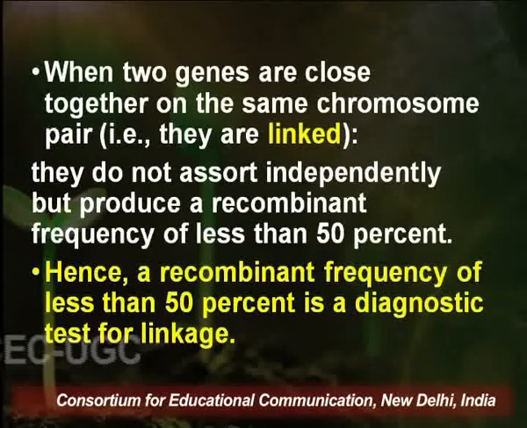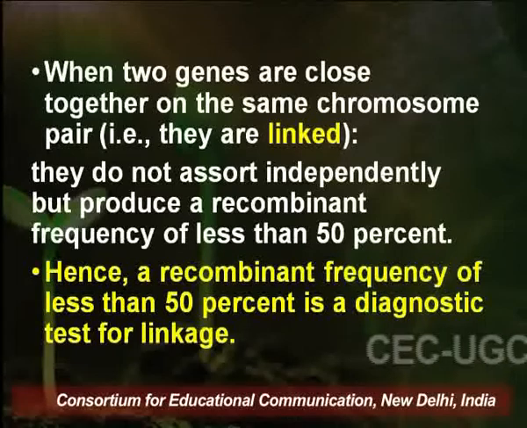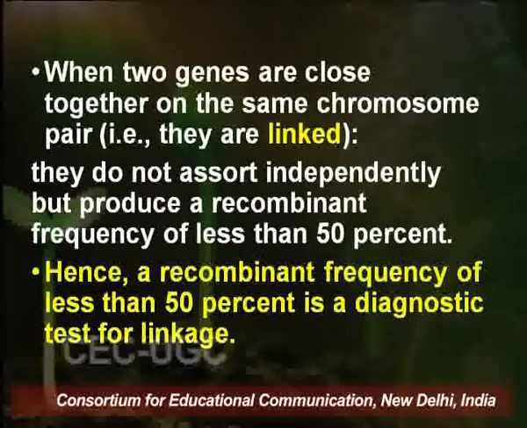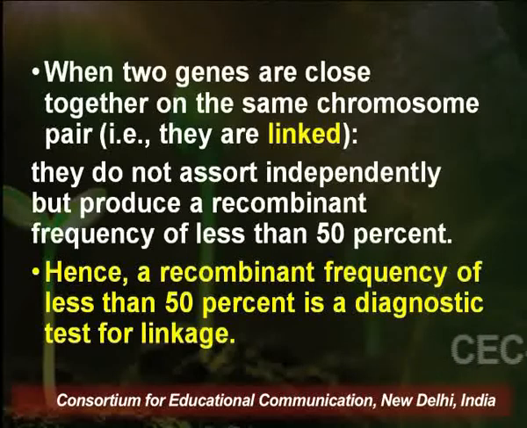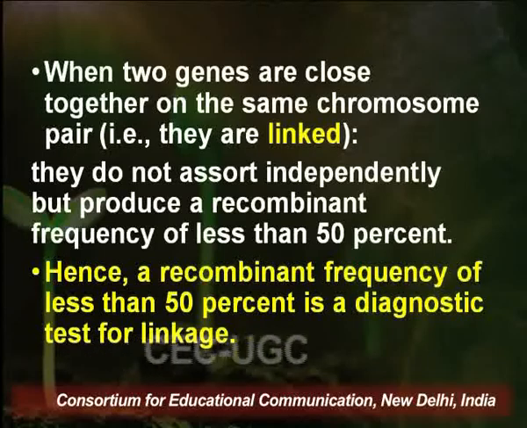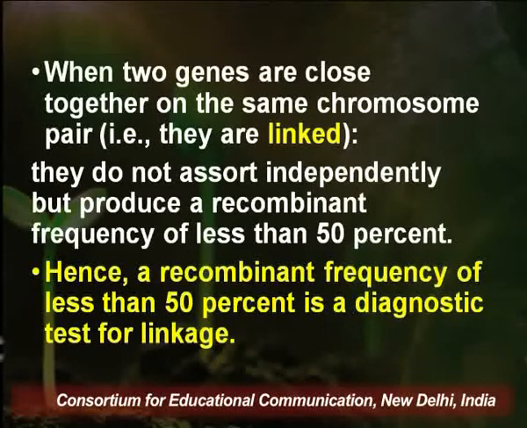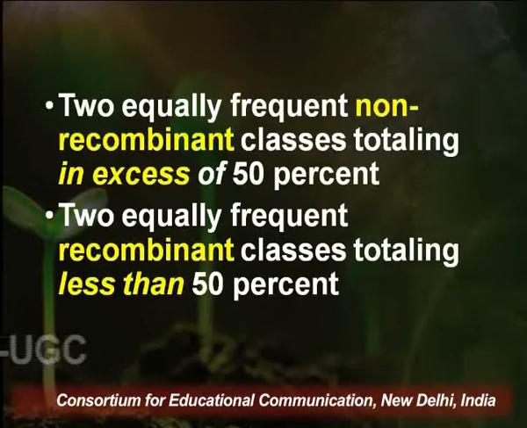So, that means again, to define the whole process, when two genes are close together on the same chromosome, they are naturally linked and they are not going to assort independently. So, if they are not going to assort independently, then you would find that the recombinant frequency would always be less than 50%. So, if there is a recombination frequency of less than 50%, one is sure that it is a case of linkage. When there are two equally frequent recombinant classes and they are totaling less than 50%, we are talking about a linkage.